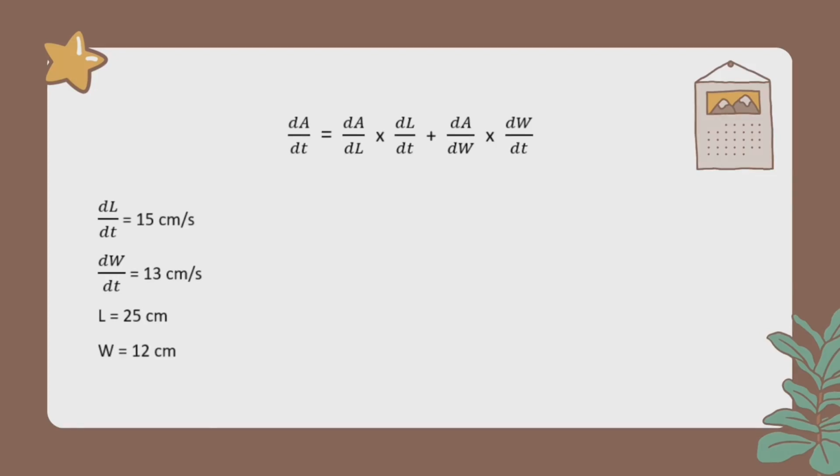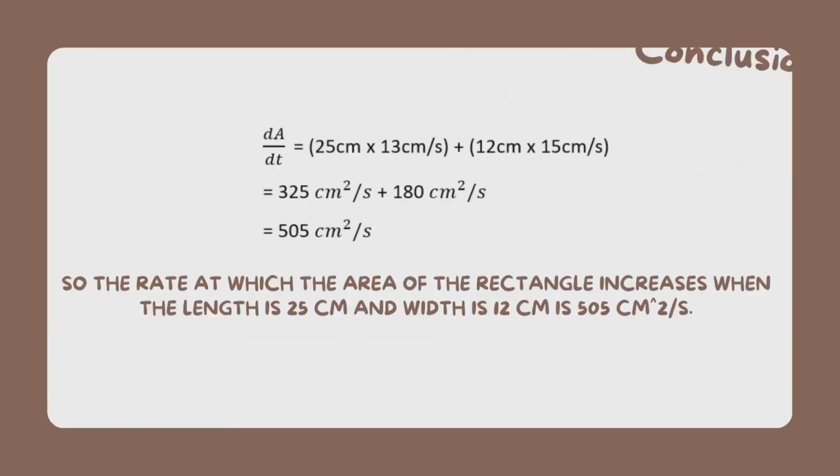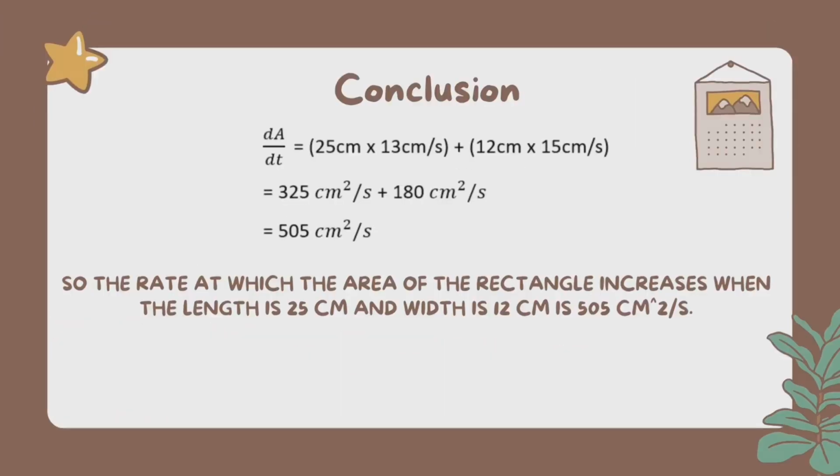We just plug in these values into the equation. dA over dt equals in bracket 25 cm times 13 cm per second plus in bracket 12 cm times 15 cm per second. Finish the equation until we get equals 505 cm square per second. In conclusion, the rate at which the area of the rectangle increases when the length is 25 cm and the width is 12 cm is 505 cm square per second.